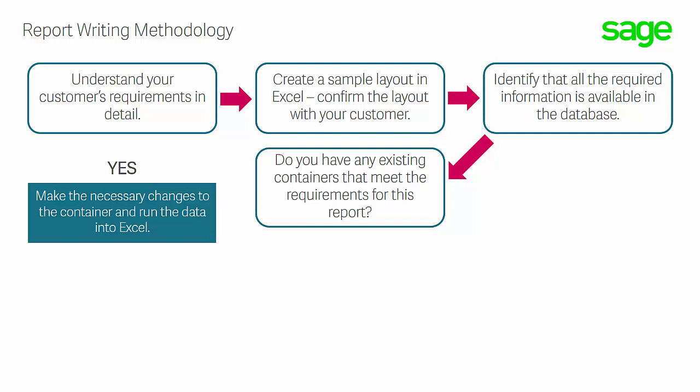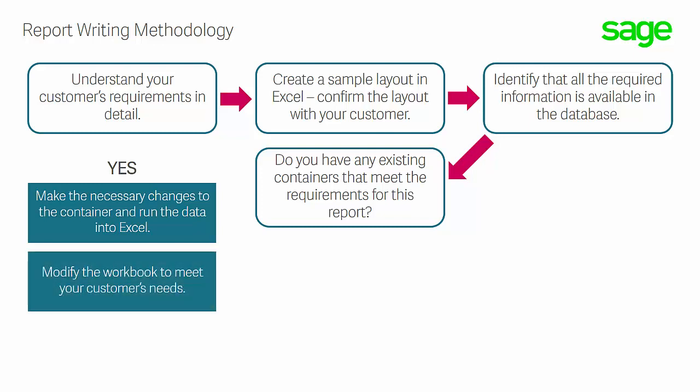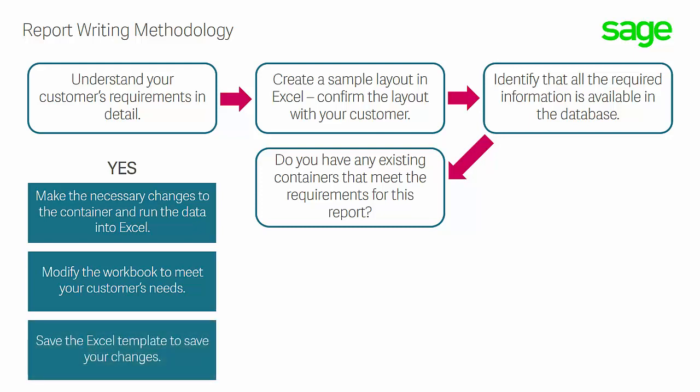You'll then be able to make the changes to the container, run that data into Excel, and once you're in Excel, modify the workbook to meet your customer's needs. Just a little bit of re-referencing, maybe repathing a pivot table, doing further customizations like inserting the customer's logo onto this report to personalize it, modify the workbook to the customer's needs, and from then it's just a very simple process to save the Excel template back to the report manager. All the data is then cleared out and saved against the report.